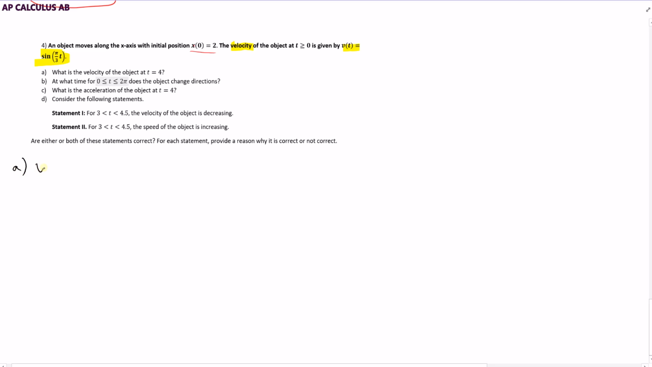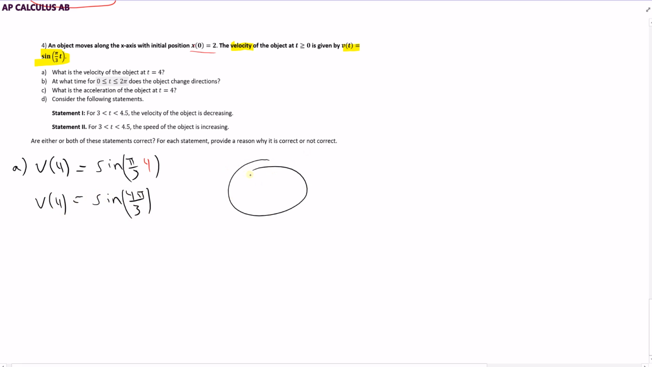So I just need to find what is v of 4. And that's going to be sine of pi over 3 times 4, which is the same as sine of 4 pi over 3, right? And this is the kind of thing you should know for your unit circle. If you need to, you spend your 4 minutes, hopefully not, constructing the entire unit circle.